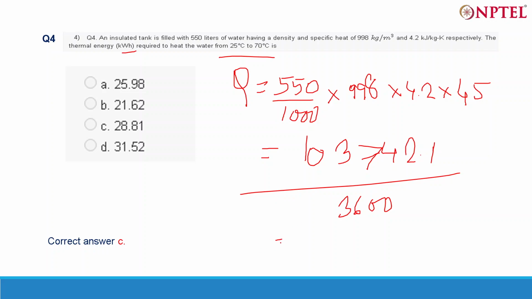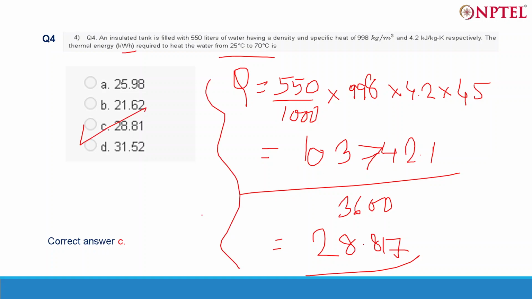So it comes out to be 28.817. That is 28.82. So this is the correct answer. So have a look at this question, how it has been solved.